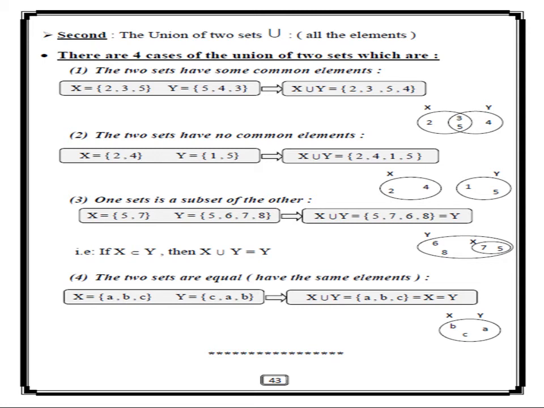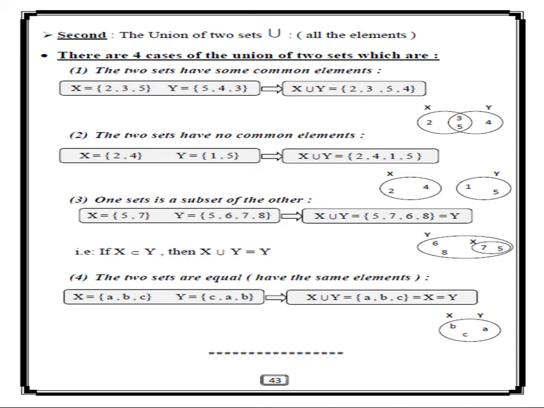Case number 3, one set is a subset of the other. X has 5 and 7, y has 5, 6, 7, 8, so the union between them is 5, 6, 7, 8, which is the y itself. So an important note: if x is a subset of y, the union between them is the y itself, which is the biggest set. But if I ask about the intersection between them, in this case it's going to be the x, which is the smaller set inside the bigger one.